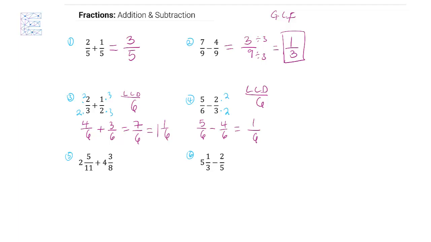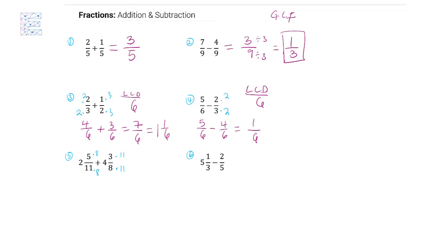For question 5, adding mixed numbers is pretty much the same process, except we have an additional whole number part to worry about. So we'll just go ahead and first of all figure out the LCD. For 11 and 8, the least common denominator for those is 88. So we have to make this 11 an 88 by multiplying it by 8. If you do it on the bottom, you have to do it on the top. And we have to make this 8 an 88, and to do so we have to multiply that by 11. If you do it on the bottom, you have to do it on the top.